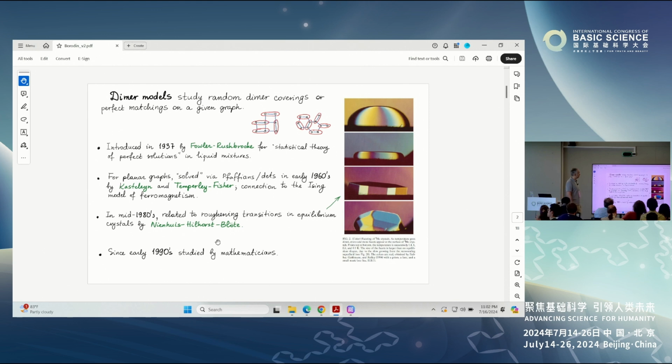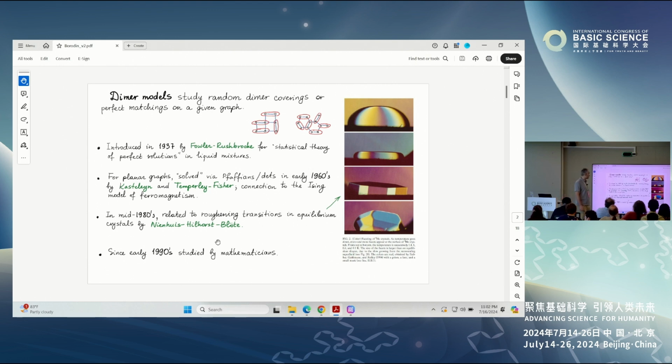For a dimer model, one starts with a graph. A dimer covering of a graph is a choice of a subset of edges so that they cover every vertex exactly once. And here are examples. And a dimer model is some way of assigning a probability measure to the set of all possible dimer covers.